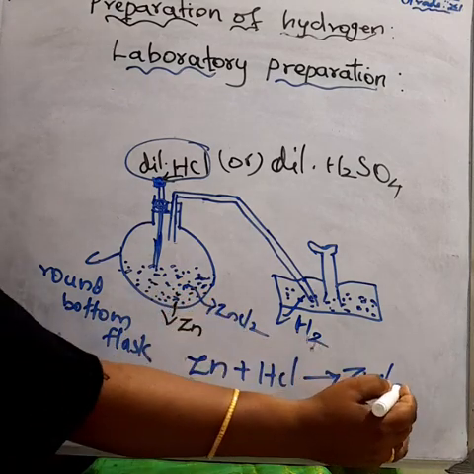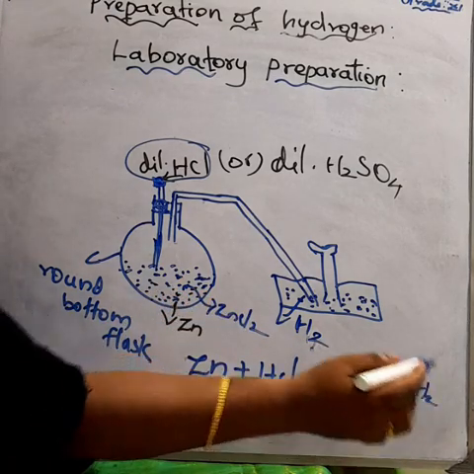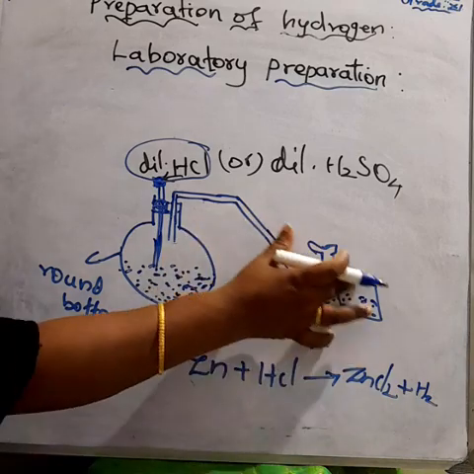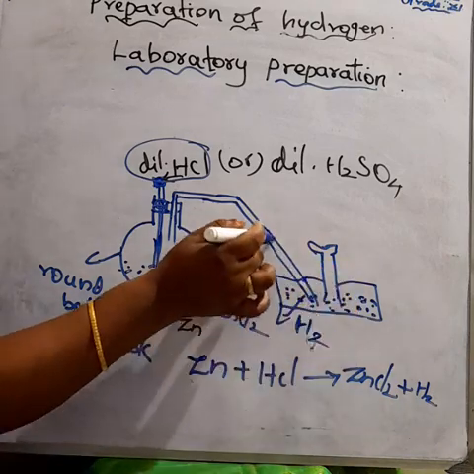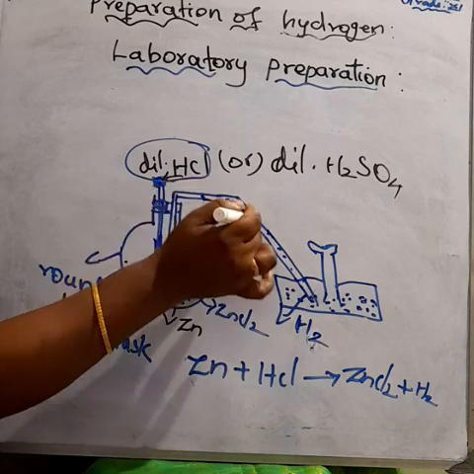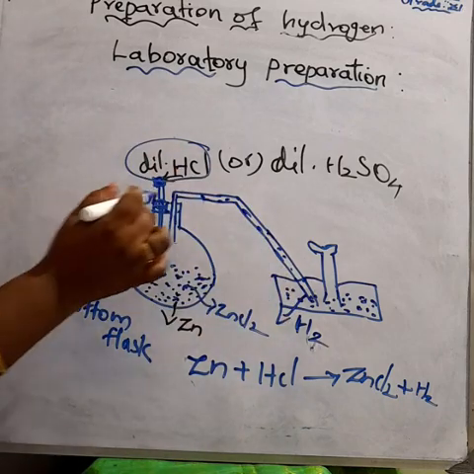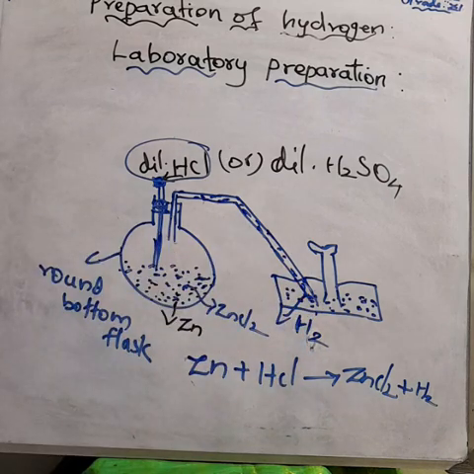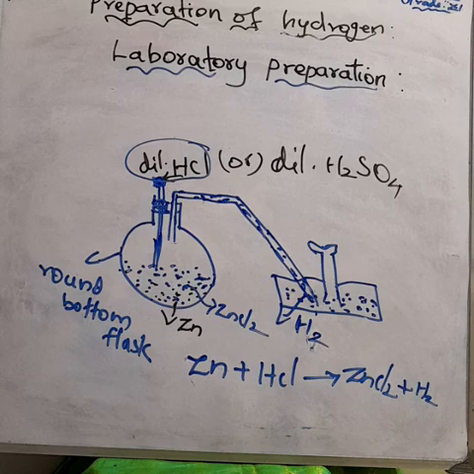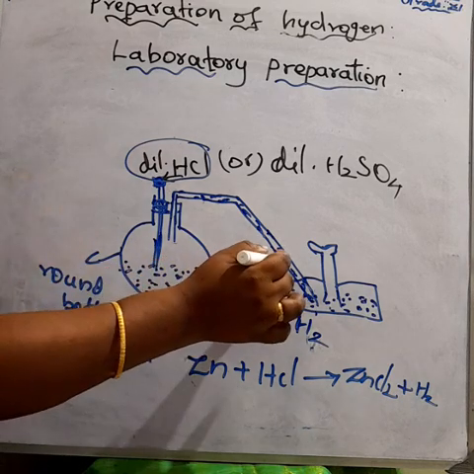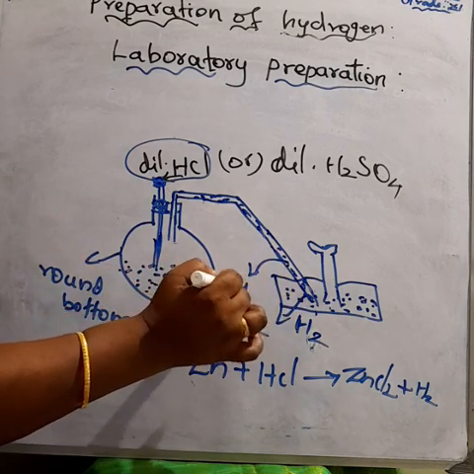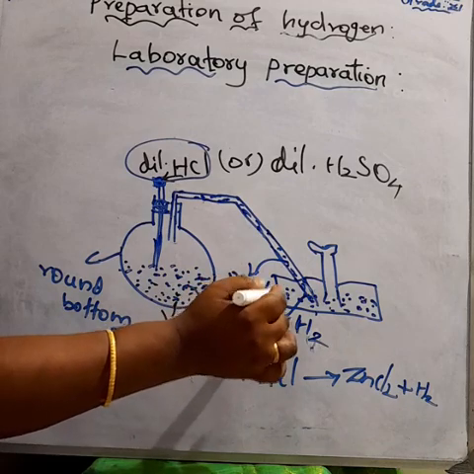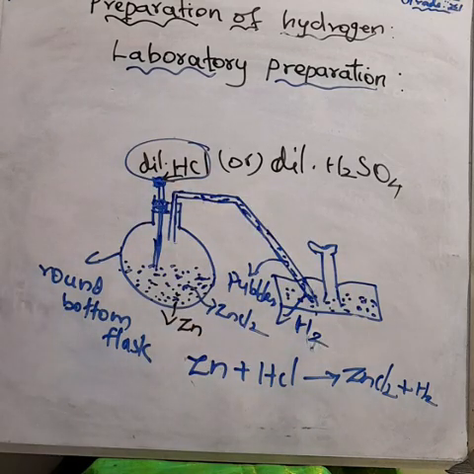This hydrogen gas is collected in a reservoir. This is one of the reservoirs. Hydrogen gas we can collect through the bubbles. We can see the hydrogen gas as bubbles forming. We are collecting it in a reservoir. This is the preparation of hydrogen in the laboratory.